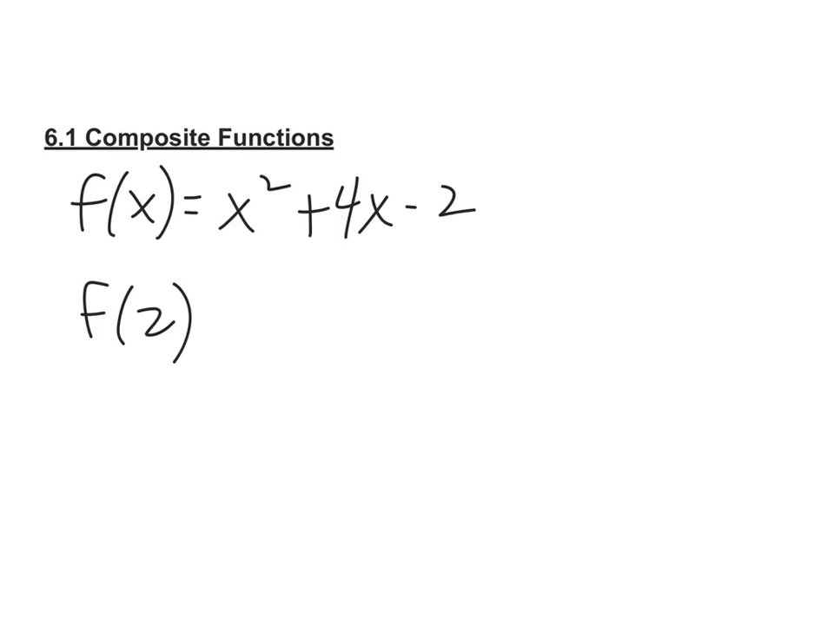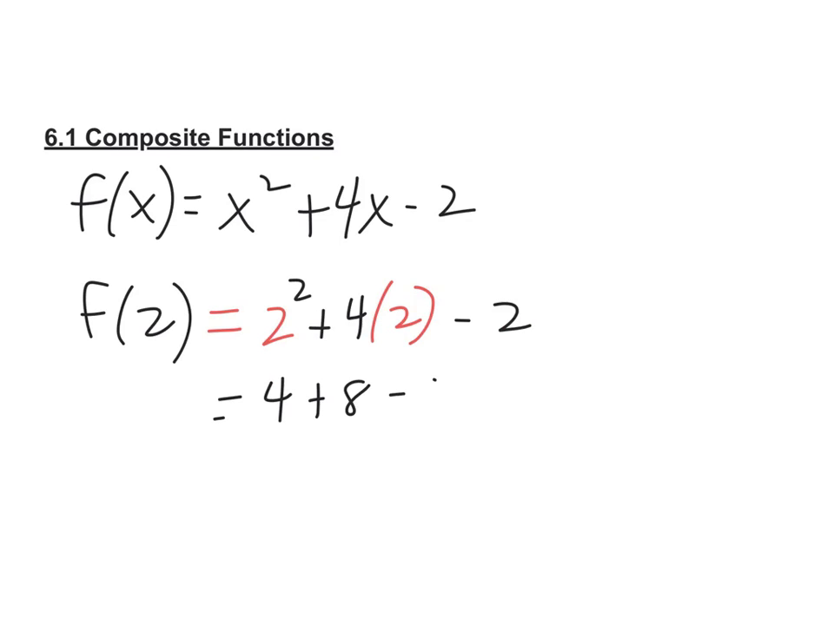All right, this is pretty straightforward. You plug 2 in for everywhere that you see an x. So that equals 4 plus 8 minus 2, which is 10. How many got that? Okay, this is pretty straightforward. You know how to do this. You've proven you know how to do this.